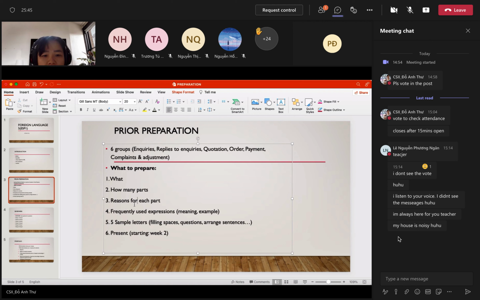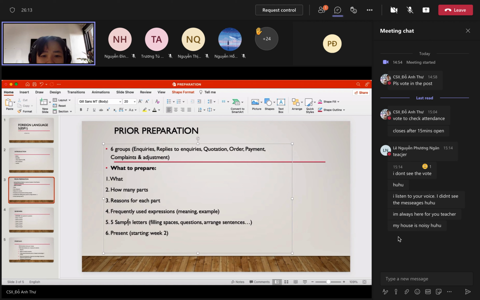Number 4, you are going to talk about some frequently used expressions, including the meaning and some examples you can find. Everything is in the book. And of course, I will ask you to explain further, by translating or by explaining. Normally by translating. Number 5, you are going to include 5 sample letters.